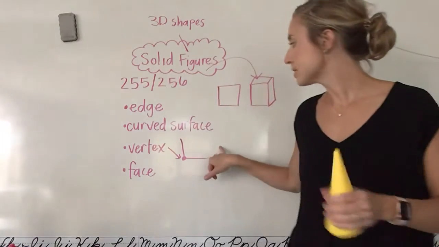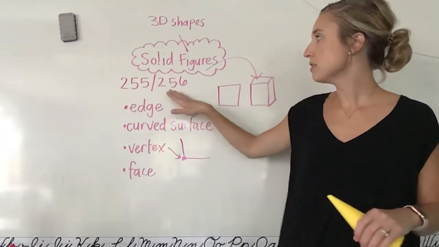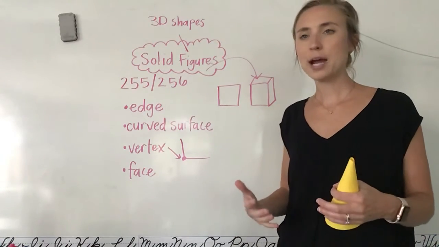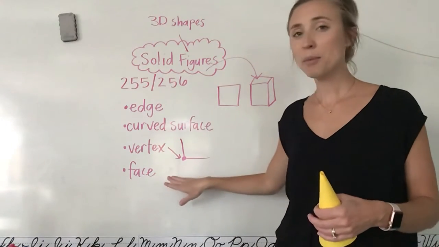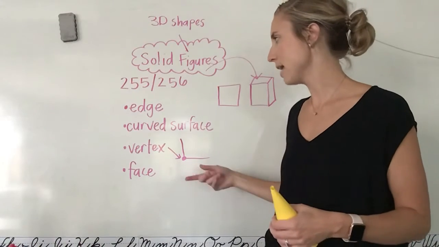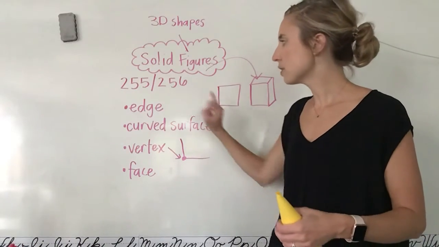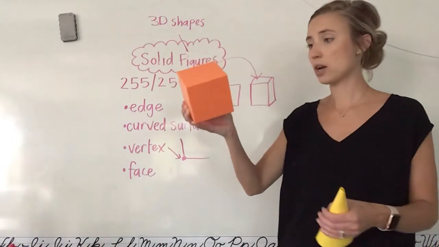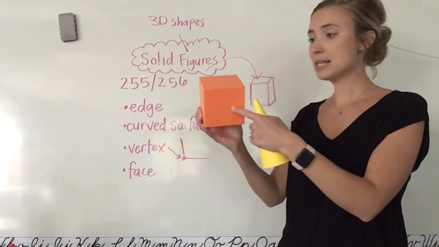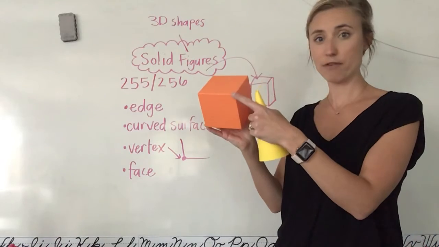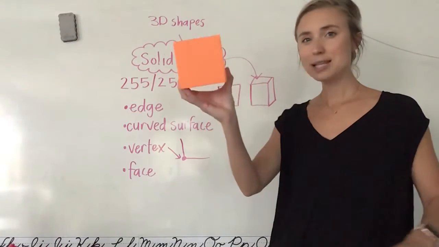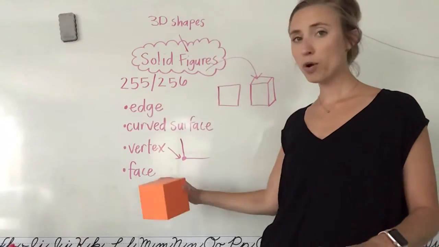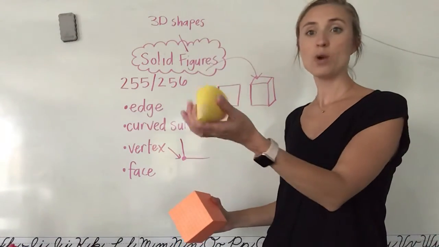So your assignment today is to do 255 and 256. These problems just want you to identify which of these elements are on different solid figures. So it might ask you if the shape has a curved surface, an edge, or a vertex, or a face. It might have more than one. For example, if we look back at our cube, this one has faces, it has edges, and it has a vertex or vertices. Does this have any curved surfaces? No, it doesn't. So it might have more than one. This one would have a curved surface.